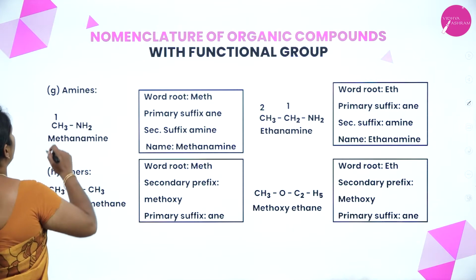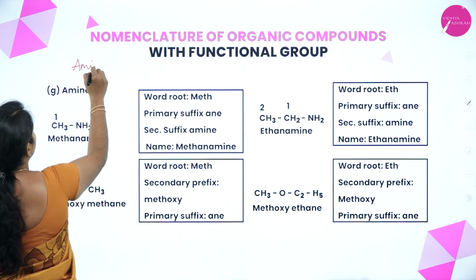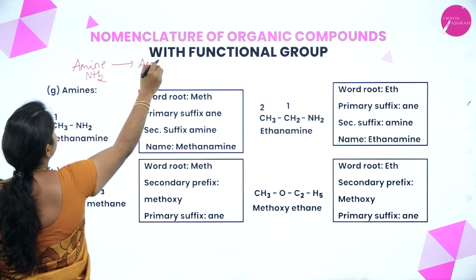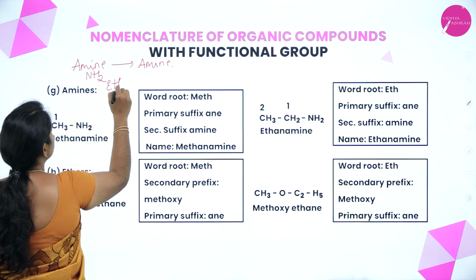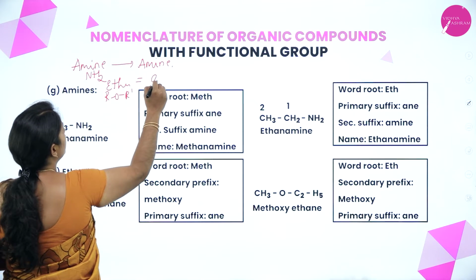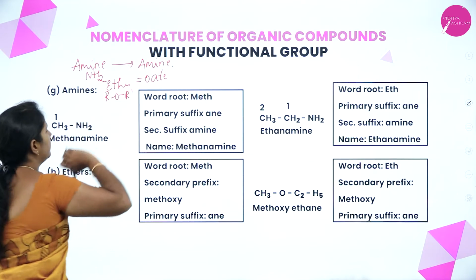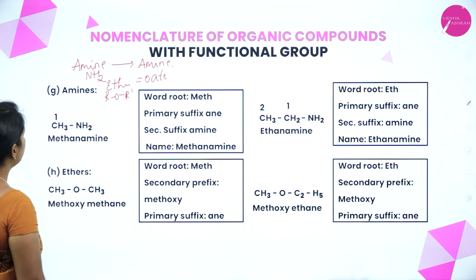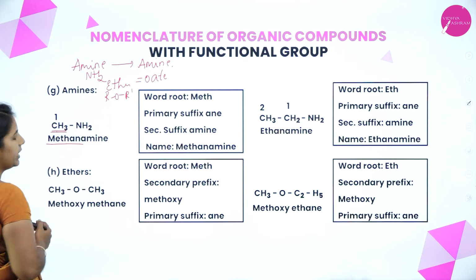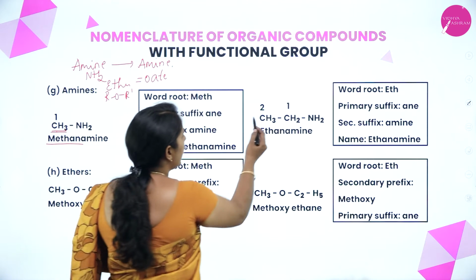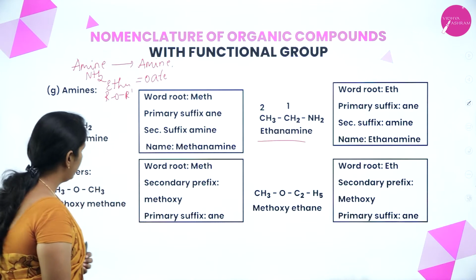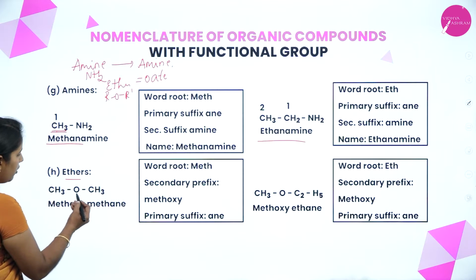If an amine group is there, that is the NH2 group, it should be directly used as amine only. If an ether group is there, that is ROR', then it should end with oate. See the example, CH3NH2. There is only 1 carbon atom, so methanamine. Here CH3CH2NH2, 2 carbon atoms, so it is ethanamine.